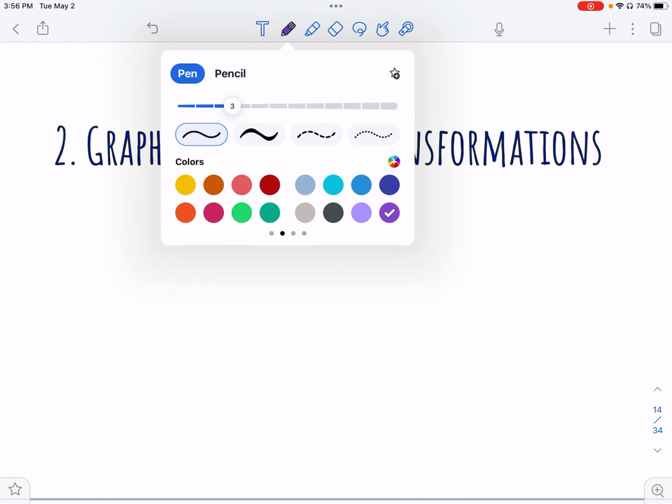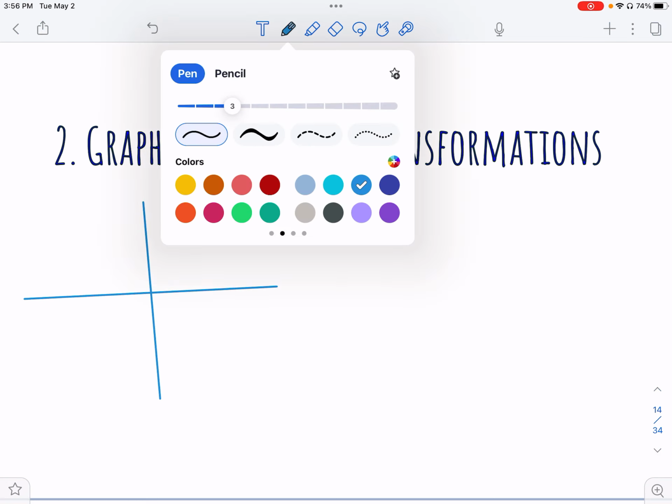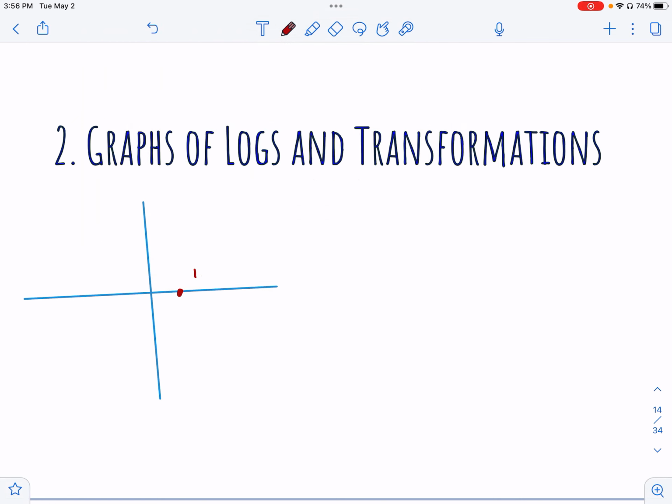Graphs and their transformations. Now, I already explained the graph of logs. I'll do that one more time. So the parent log function stays on the positive side of x-axis. X-intercept (1, 0). Log graph looks like that. Actually, this is not a very good shape. It actually kind of goes like that and doesn't go up as fast. There, has a vertical asymptote right there. Yeah, there we go.